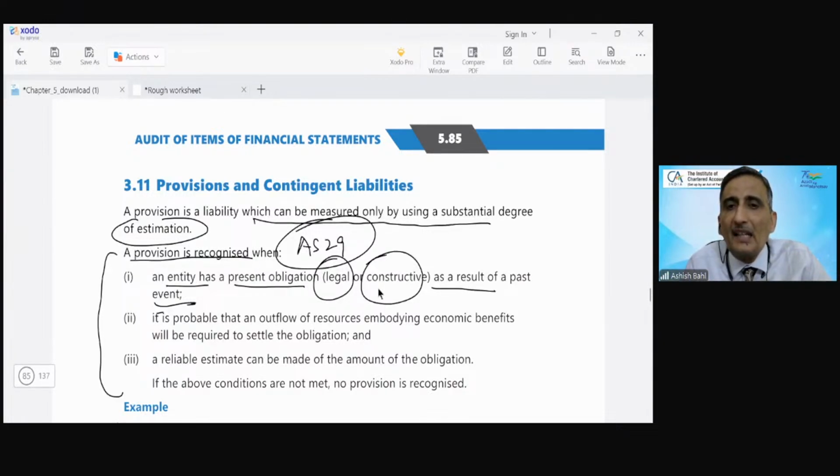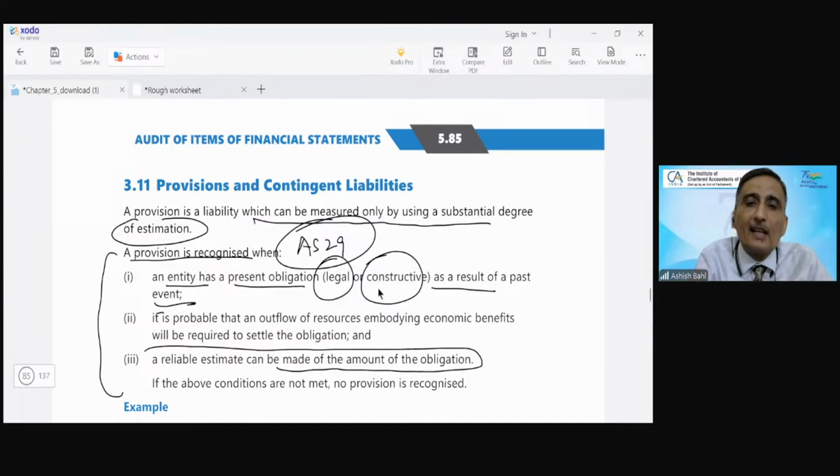Legal means which is mandatorily required under the law, and constructive means which is based on past experiences. Okay. So like in this warranty example, the company knows by past experience. So when an entity has a present obligation, legal or constructive, as a result of some past event, so it has sold some goods in the past, and some present obligation is expected to arise, and it is probable that it would involve outflow of economic resources, means outflow of money to settle this obligation which has arisen out of these past events, and a reliable estimate can be made of the amount of the obligation.